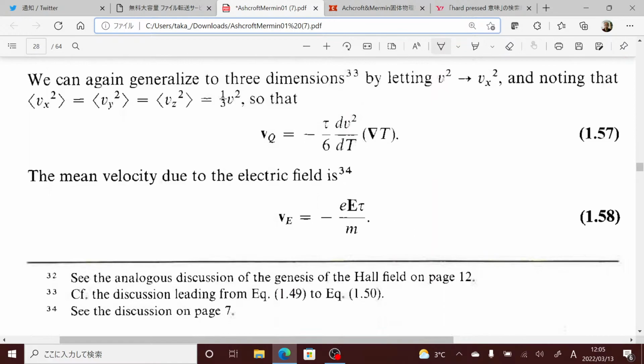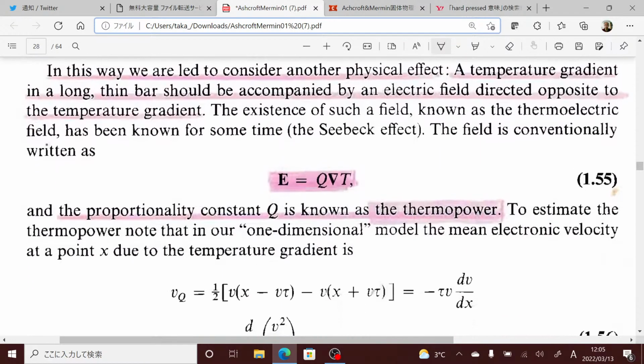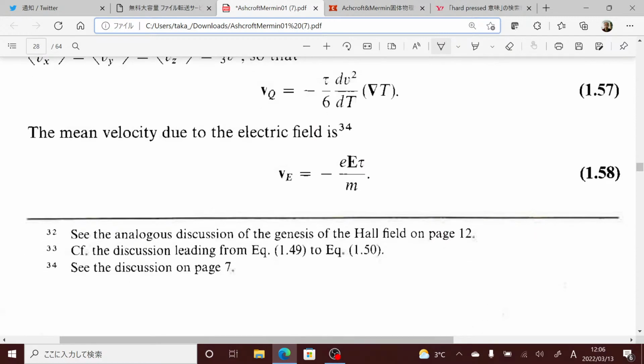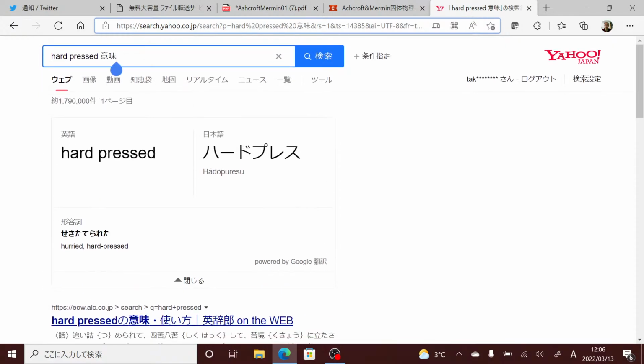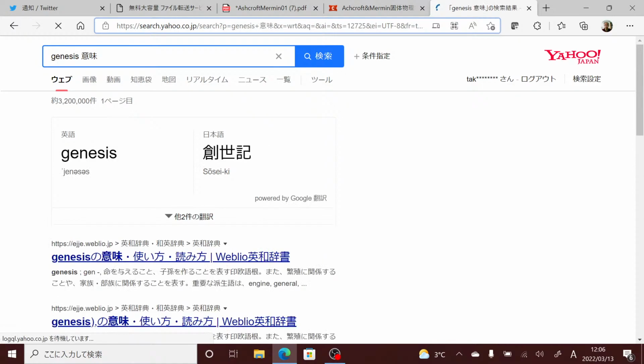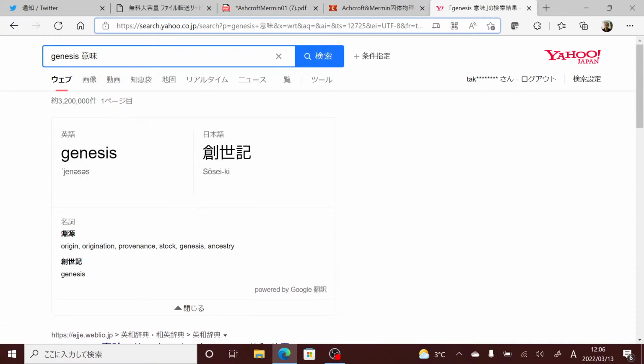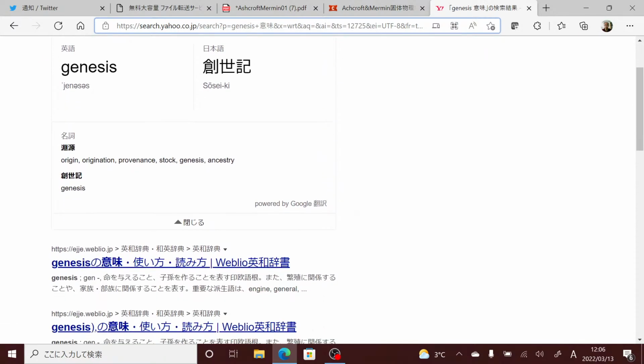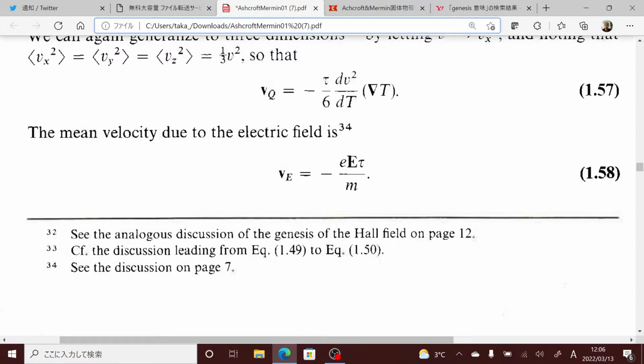Let's see. Footnote 32. See the analogous discussion of the genesis of the Hall field on page 12. Genesis. Origin. Let me see.